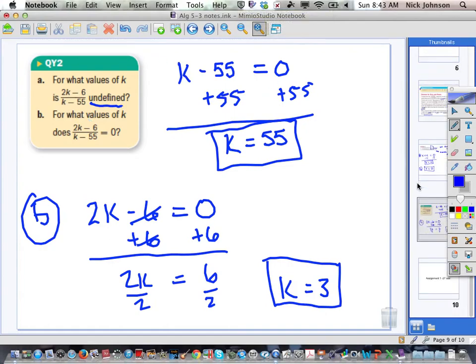Please pay attention to those last two examples. They're very important. That's what a lot of people get messed up on. Who knows? Mr. Johnson might allow you to use your notes on your test.